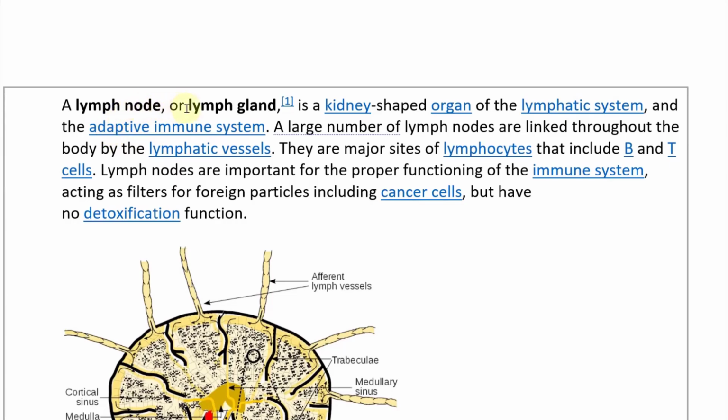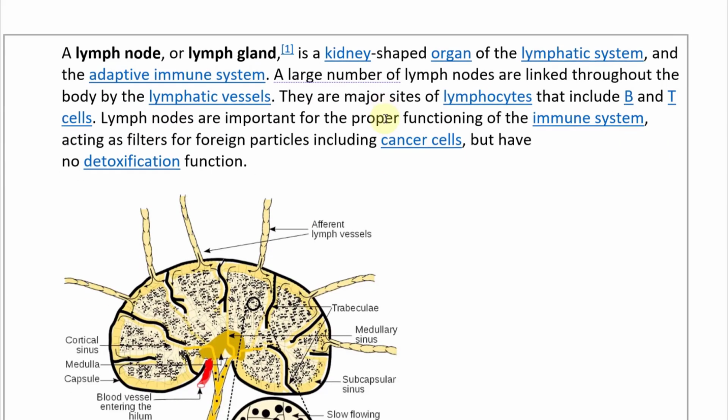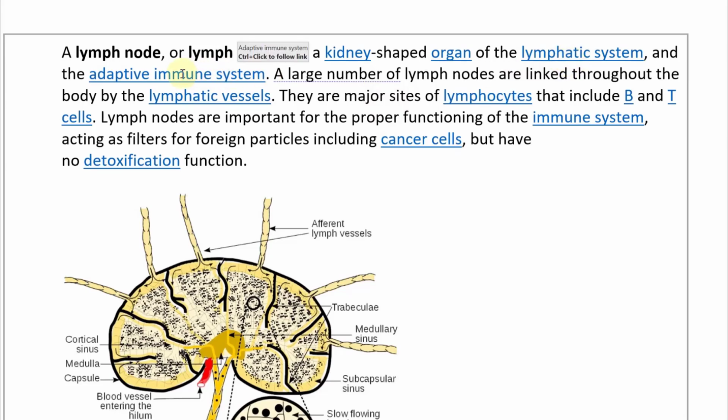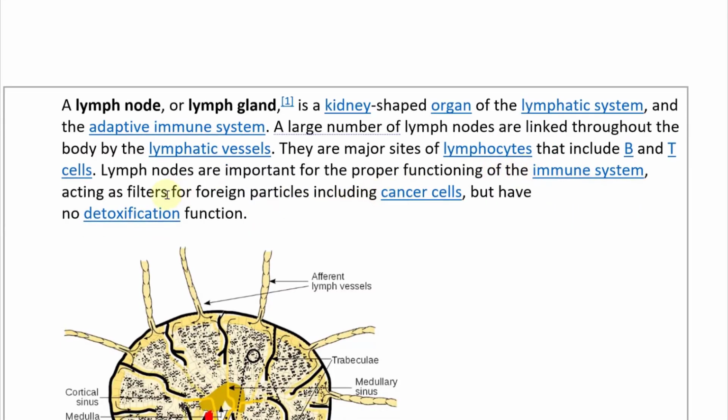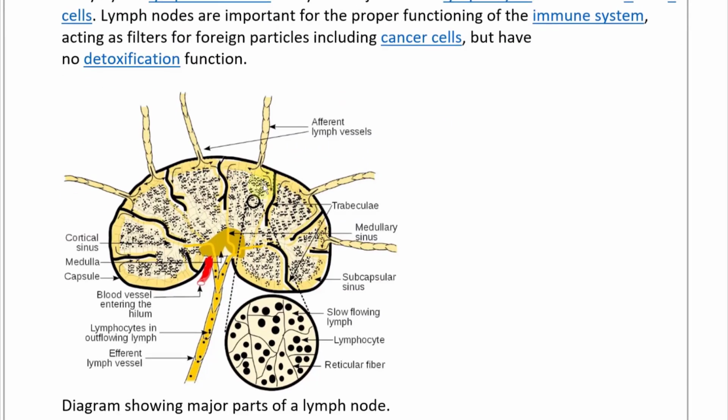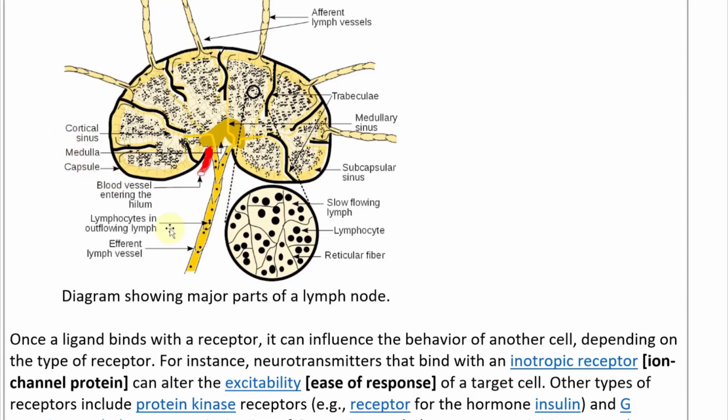So a lymph node or lymph gland is a kidney-shaped organ of the lymphatic system and the adaptive immune system. A large number of lymph nodes are linked through the body by the lymphatic vessels. They are major sites of lymphocytes that include B and T cells. We'll get over those later in this video. This is part of the immune system. Lymph nodes are important for the proper functioning of the immune system, acting as filters for foreign particles, including cancer cells, but have no detoxification function. So here's a whole bunch of parts of this lymph node. A diagram showing major parts of a lymph node.